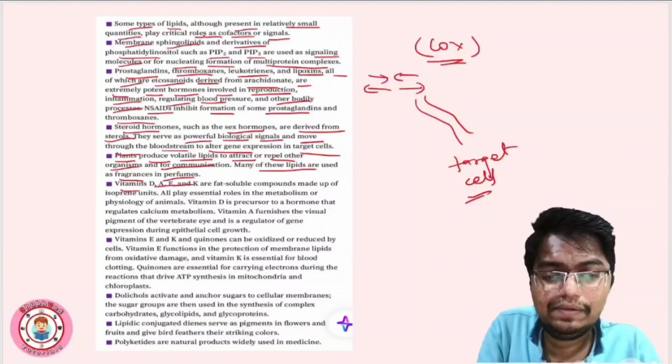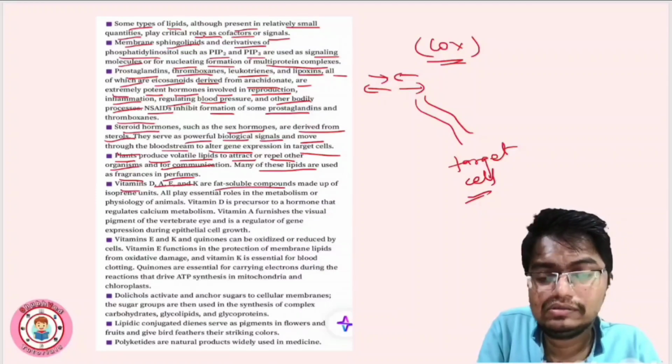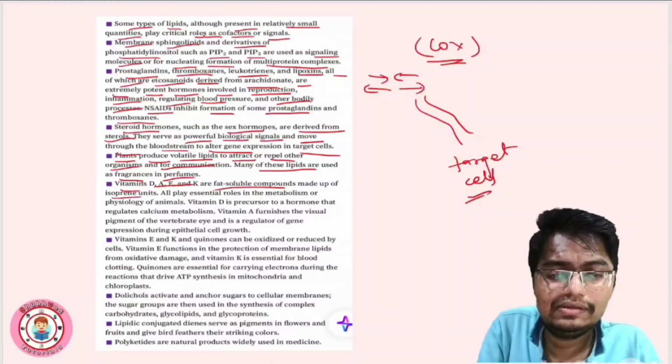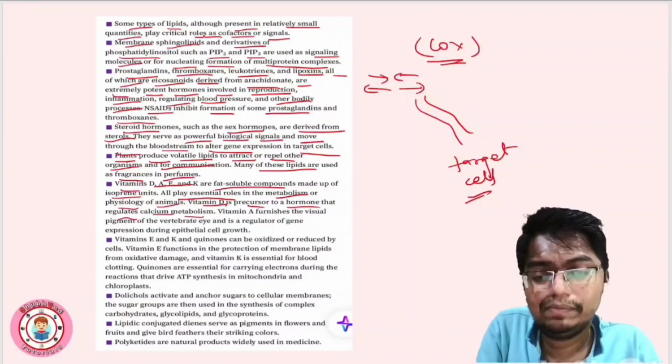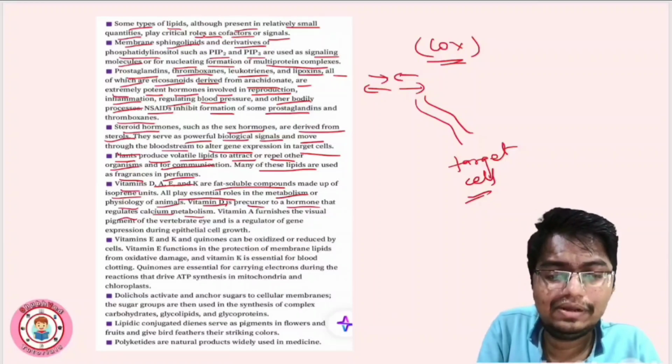Vitamin A, D, K are fat soluble compounds, right? मैंने बताया ये फैट से रिलेटेड है, A, D, K fat soluble. These are derived from isoprene units and all play essential roles in the metabolism or physiology of animals. Vitamin D is a precursor to hormones that regulate calcium metabolism. तो विटामिन डी का रोल है कैल्शियम मेटाबॉलिज्म में.